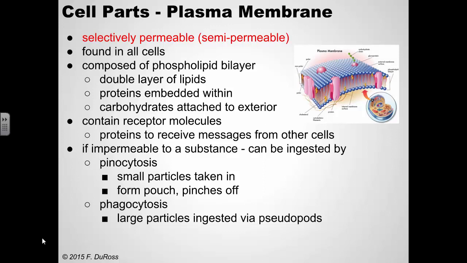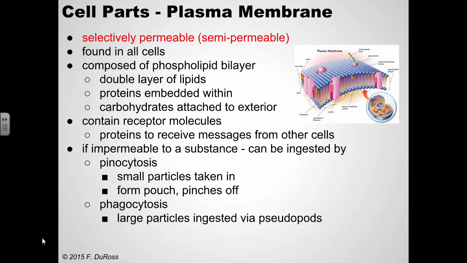Carbohydrates on the outside. Also important is that it has receptor molecules. Receptor molecules are proteins that are poking out on the outside of this plasma membrane, sort of listening for a signal. They have a very specific shape that matches up with another molecule, a hormone or some other signaling molecule, that can send a message from one cell to another. You can think of these receptor molecules as listening for a signal from somewhere else.